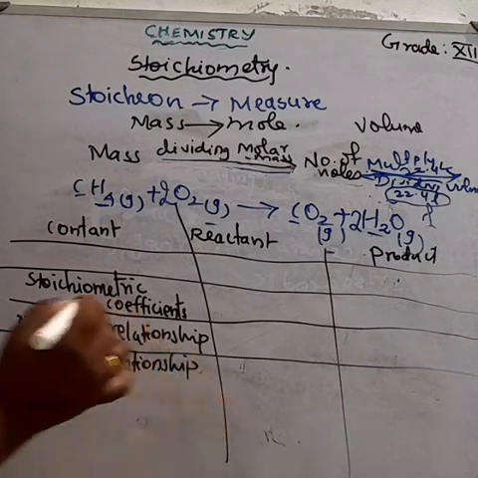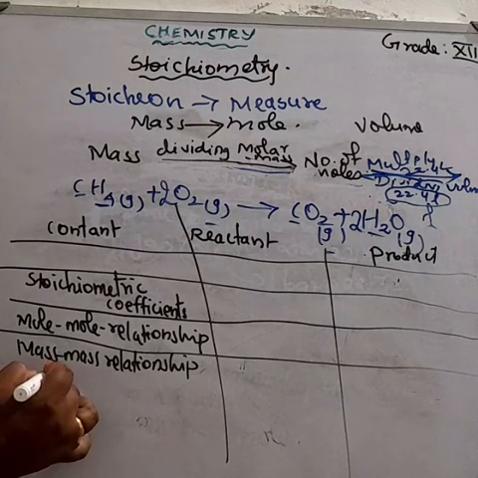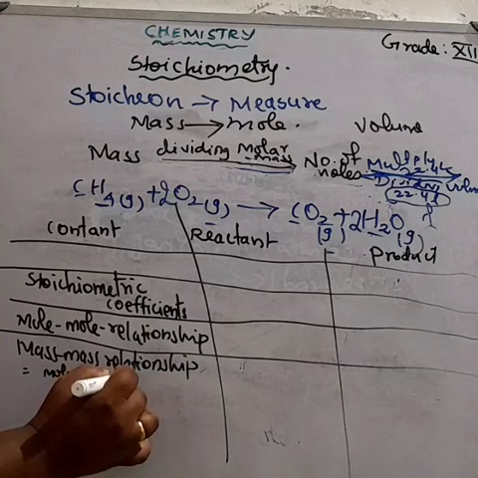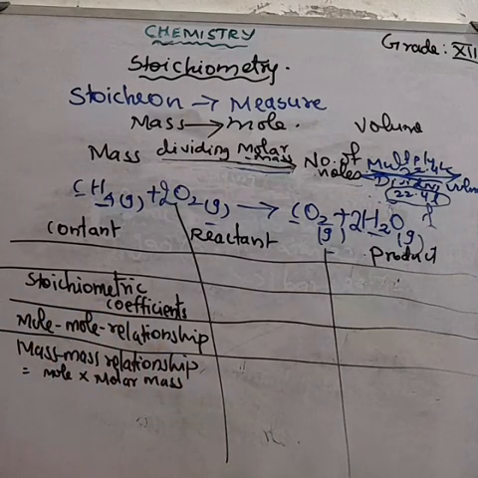How do we get the mass relationship? Number of moles into molar mass. Okay, and next content, the mass of a reactant. How do we get the mass of the reactant? When we multiply mole into molar mass.